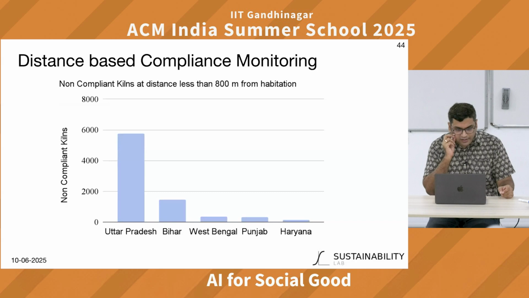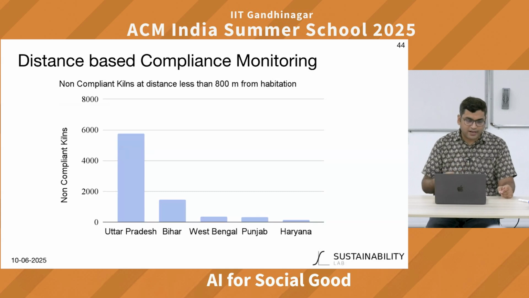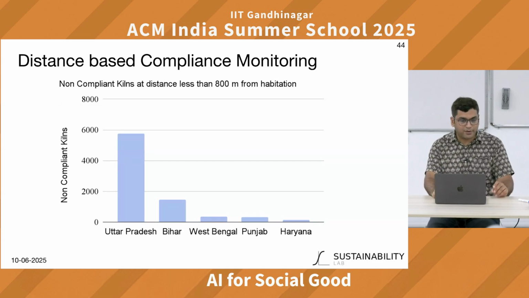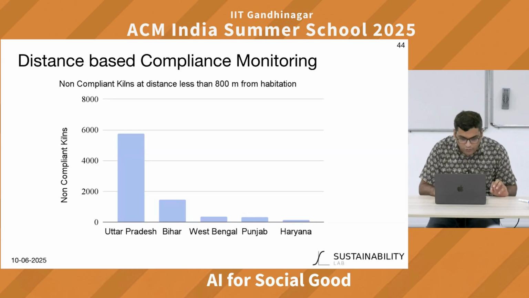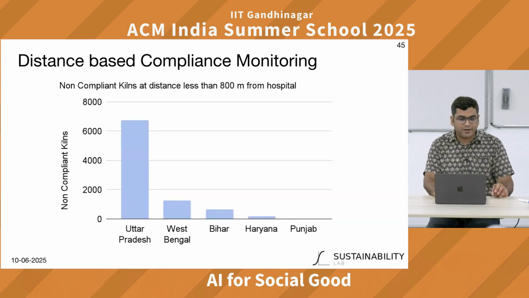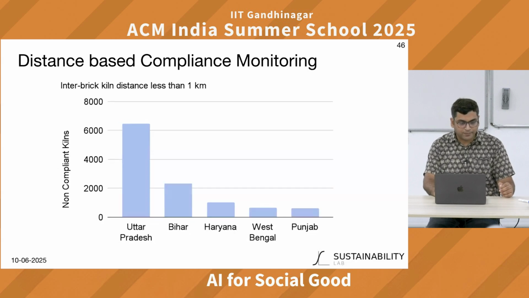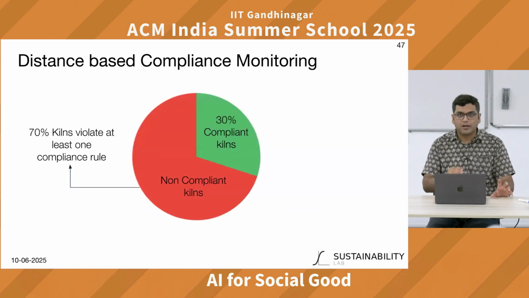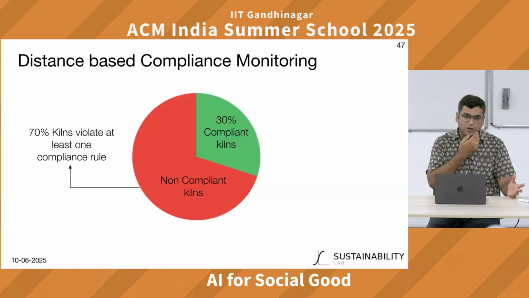So we found out that if we look at the kilns which are less than 800 meters from human habitation, you would see that UP has a significant number of these and lesser in Bihar, West Bengal, Punjab, Haryana, but they also have lesser number of kilns overall. Similarly, if you look at 800 meters from hospitals, there are more than 6,000 such non-compliant kilns in UP. Distance between two kilns less than 1 kilometer. So overall, perhaps shockingly, perhaps not so shockingly, we found out that 70% kilns are violating at least one rule.